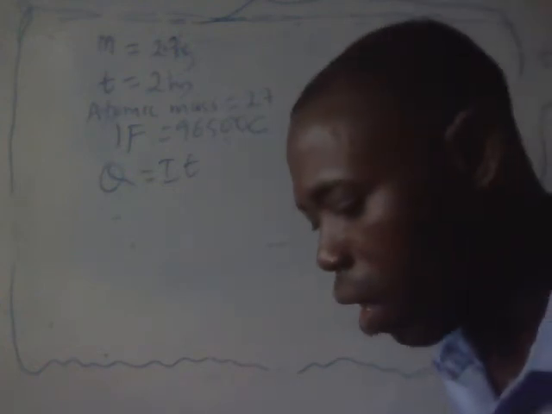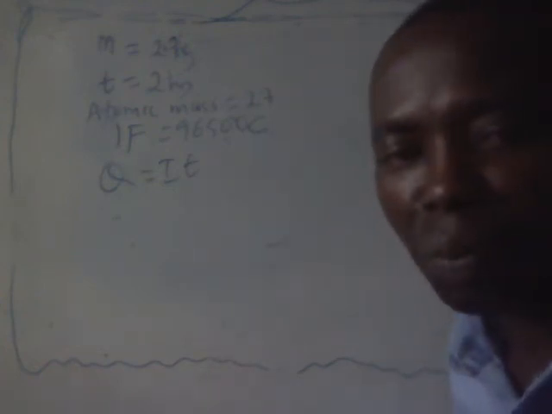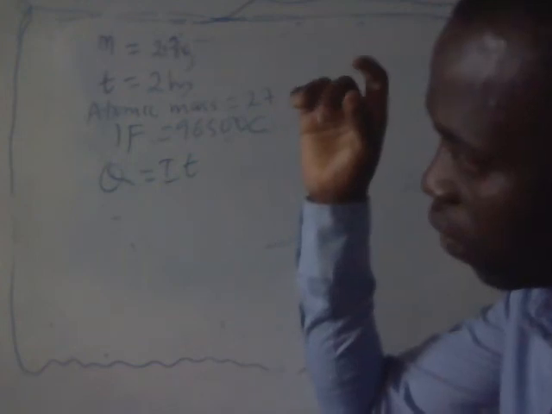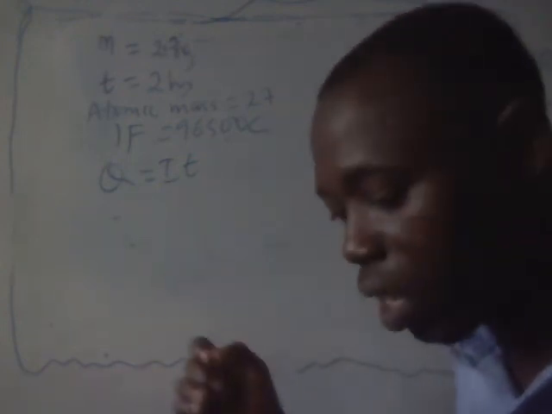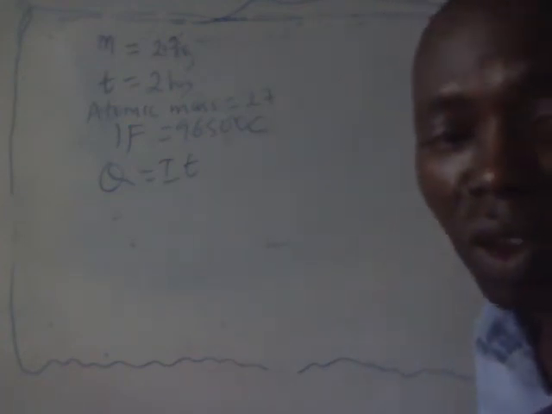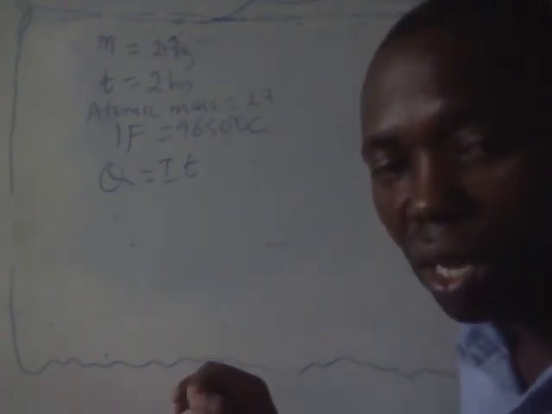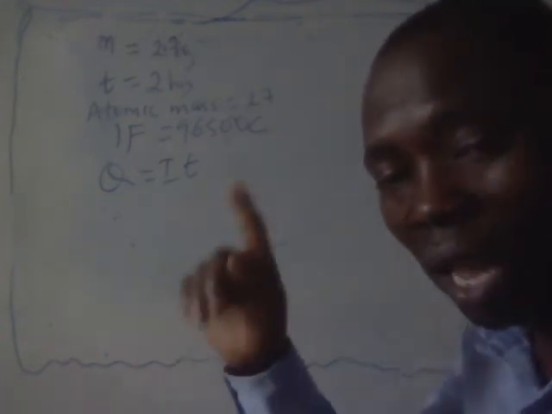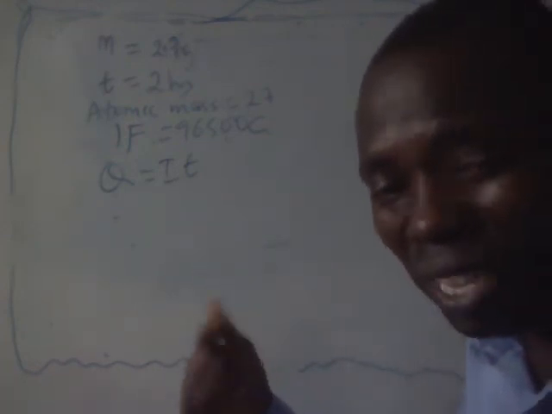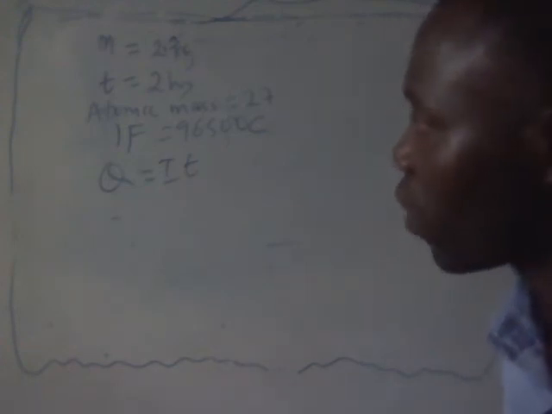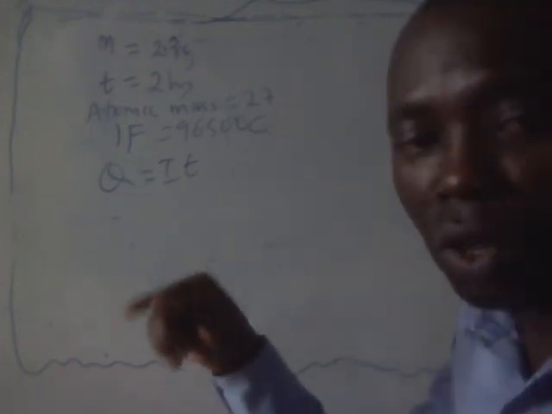You look at the element involved. The element involved is aluminium. What is the valency of aluminium? The valency of aluminium is 3. That's one of the hints you are going to use to get the answer. So the valency of aluminium is 3.